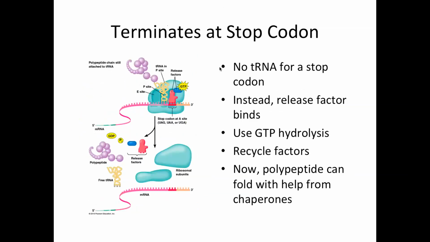And the stop codon doesn't have a tRNA of its own. Instead, it has a release factor that uses GTP to bind in when we get a stop codon, and it will break apart the whole complex. And the factors themselves, the ribosomal subunits, the different factors can be recycled, and our polypeptide chain is released, and now it can fold with the help of chaperones.